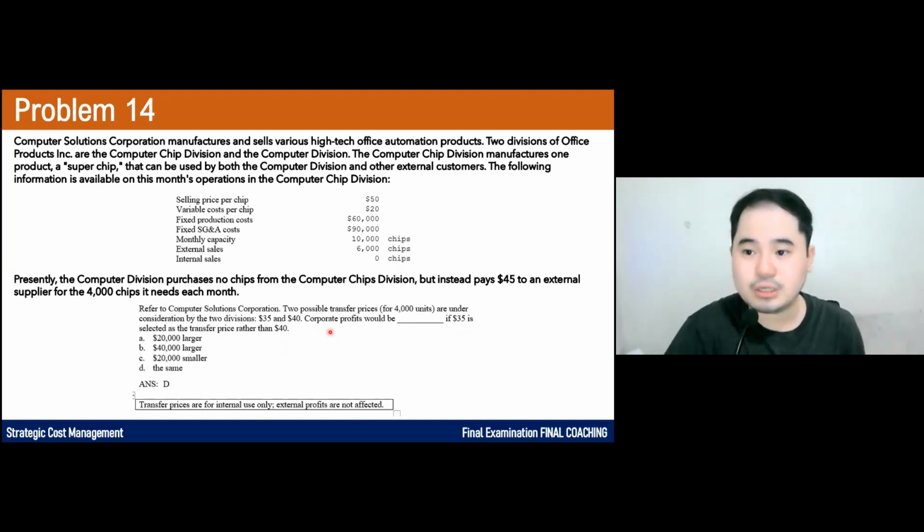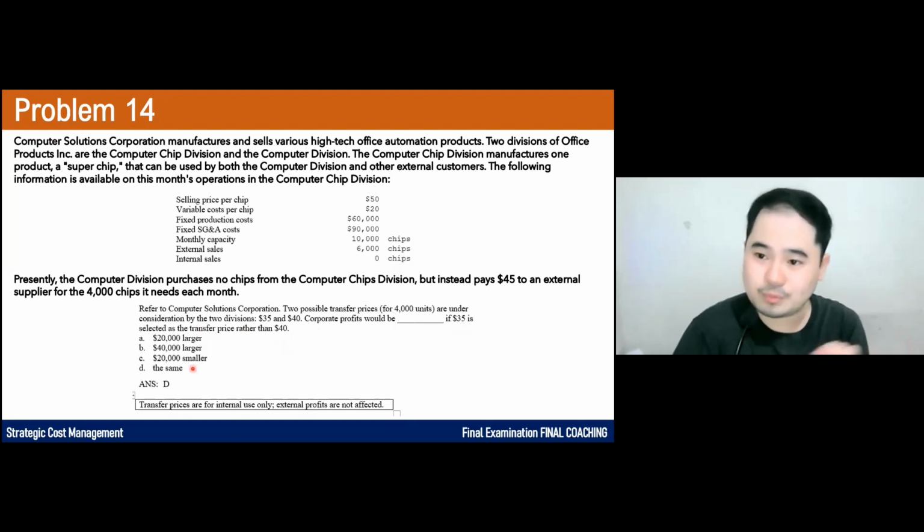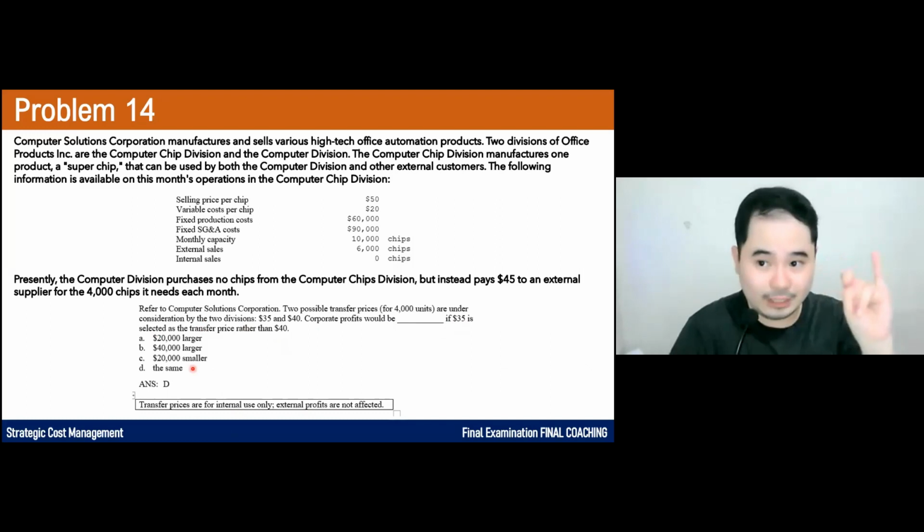This is just an internal measurement of profitability. Since these transfer prices are for internal use, only external profits will not be affected by this. So the answer is letter D, the same. Corporate profits will not be affected because intercompany transactions are eliminated and transfer prices are only used for internal consideration or internal profit measurement.